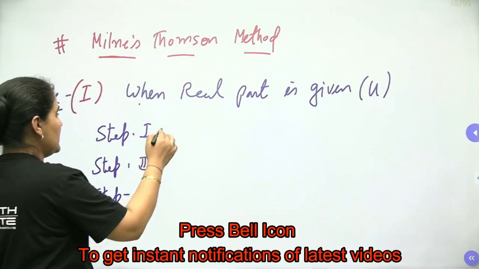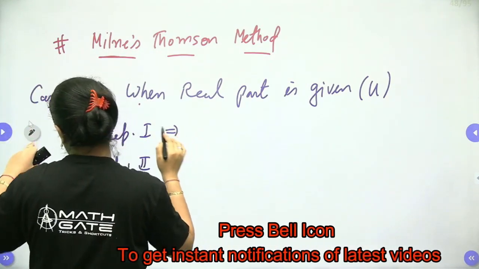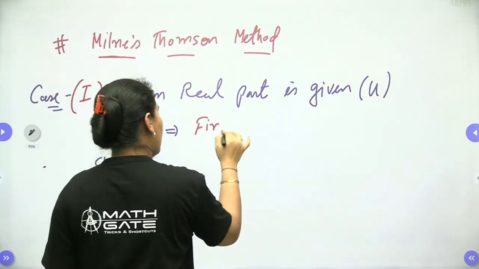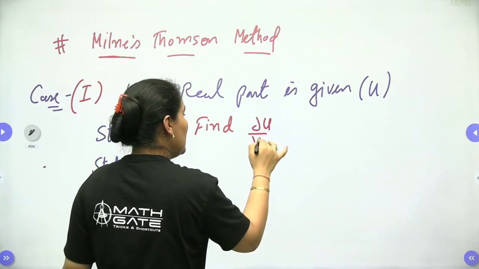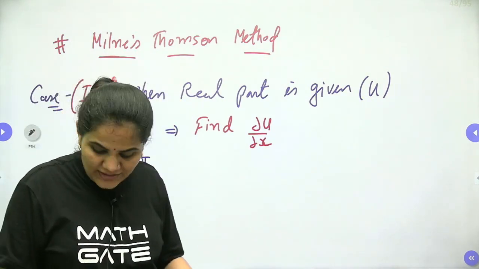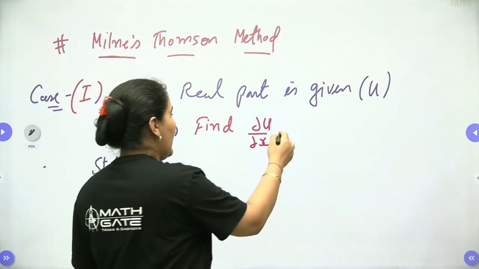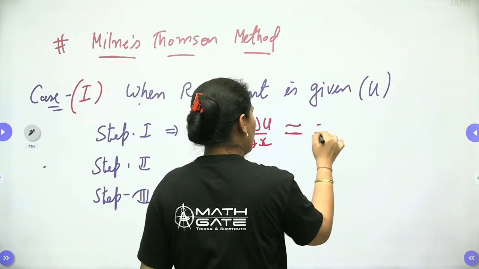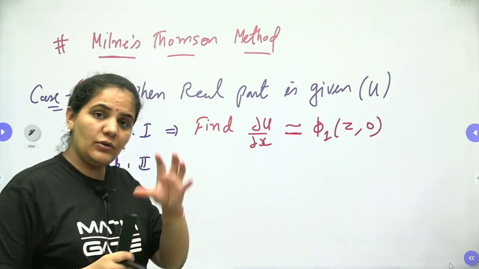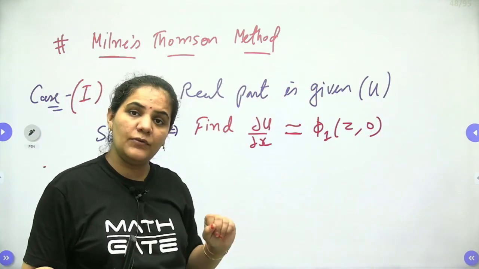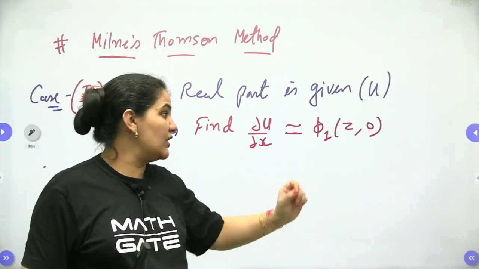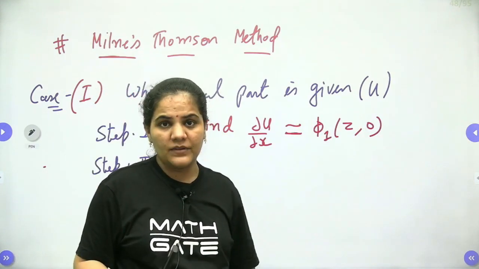So let me write down the first step. The first step is find ∂u/∂x, dear students. When the real part is given, you will find out ∂u/∂x, means partial derivative of u with respect to x you will find out, right? And when you find out, let's put it equals to φ1(z,0). First of all, you have to find out the partial derivative of u, then you will put ∂u/∂x = φ1(z,0).